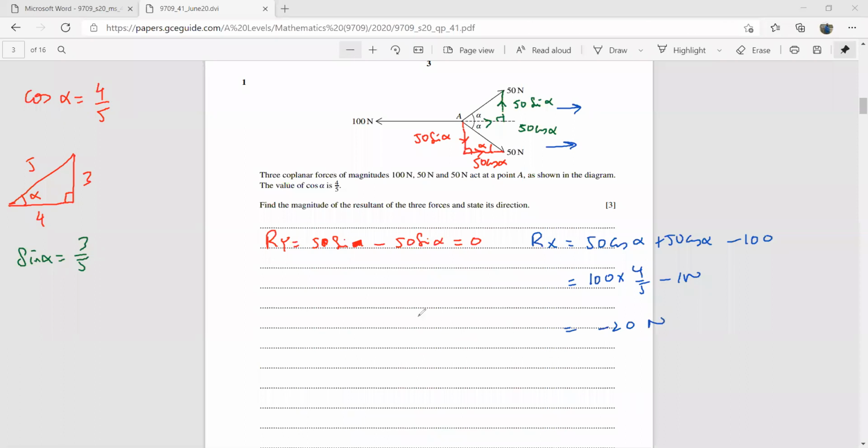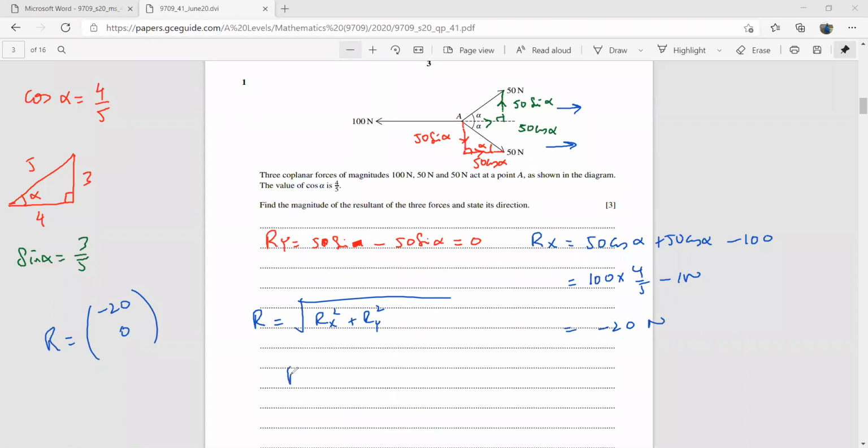So that means this is the resultant. I don't need to apply the formula Rx squared plus Ry squared, because one of the components is already 0. This R right now is just a vector minus 20, 0. You see that its direction is quite clear. It is moving leftwards.